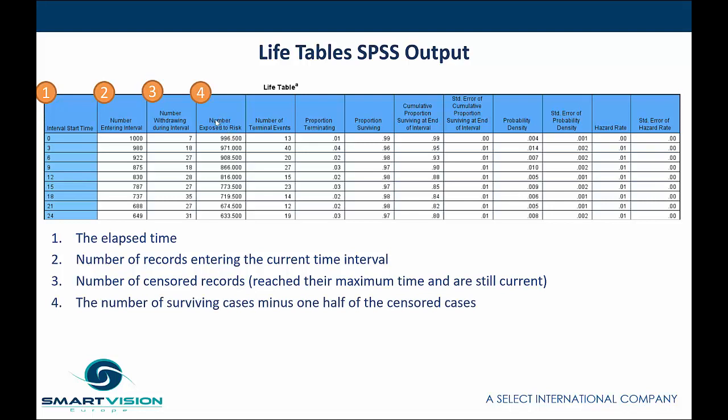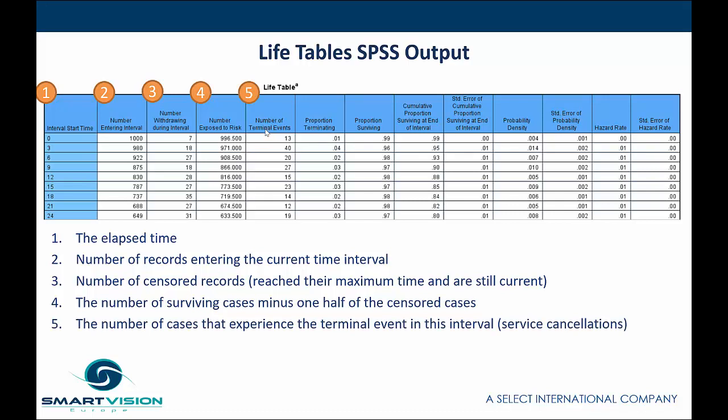The next thing, it says number exposed to risk. This is basically the number of surviving cases minus 1/2 of the censored cases. It's just a convention of showing how many cases it estimates are still exposed to the risk at that point. The 5th column is the number of terminal events. That's not the number of censored events. So it's basically saying that within the first 2 months, 13 cases actually churned. So these were service cancellations.